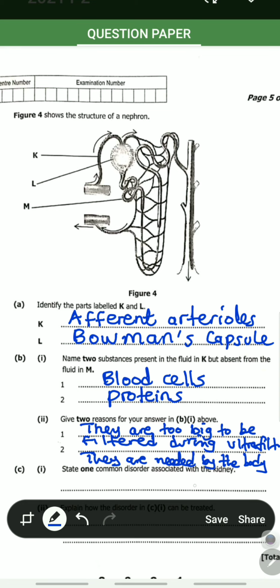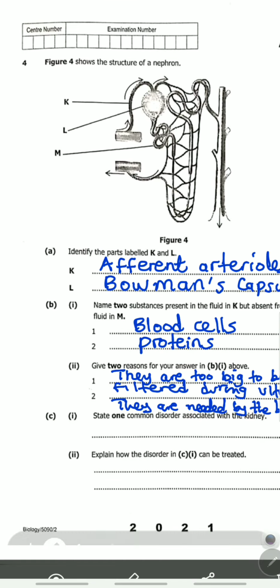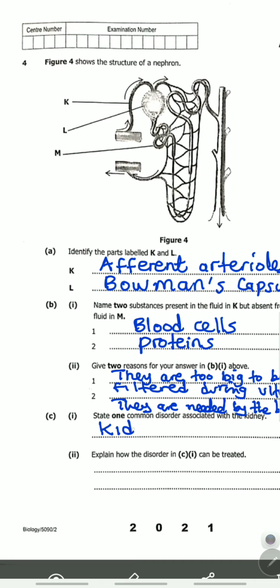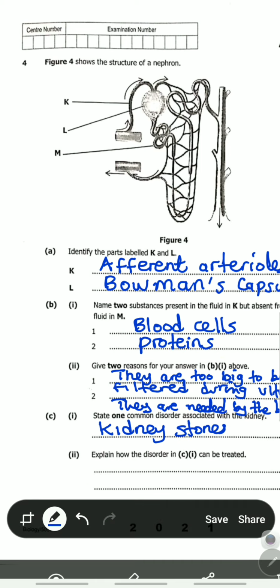State one common disorder associated with the kidney. Now, we have different disorders. We have kidney failure. Now, that one is very common and we know it. Then I'll talk about the other common disorder that is associated with the kidney. We have the kidney stone. So I'll write this one, kidney stones. If you don't want to write kidney stones, you write kidney failure. Or you can write chronic kidney.